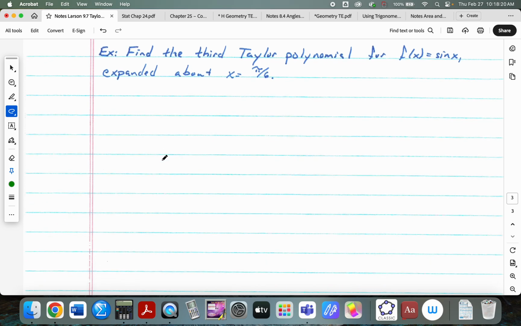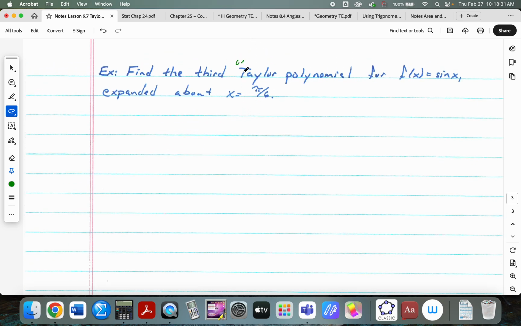All right, find the third Taylor polynomial, and that should say third degree. Now, please add that in. Taylor polynomial for f of x is equal to sine of x expanded about x equals pi over 6. This gets a little hairier because you don't have a whole bunch of terms that drop out.